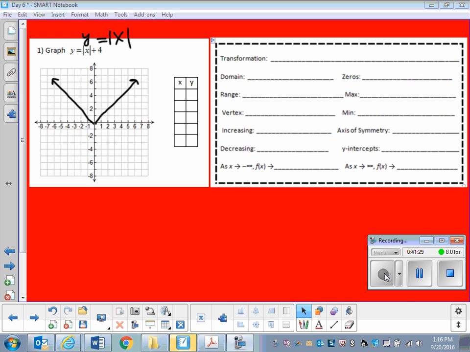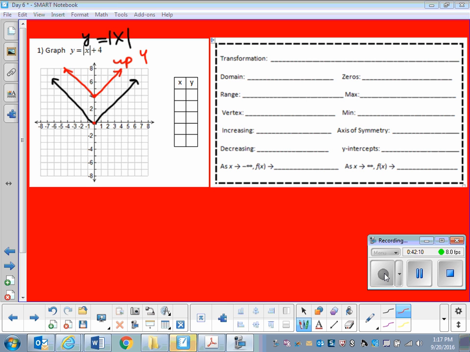So let's see. What are my transformations? What is the transformation? Up 4. Okay, so up 4, right? I'll start with my vertex. Where does it move? What is my new vertex? 1, 2, 3, 4. That's it. And I know that the slope didn't change. There is just one transformation. So I can either choose a few points and do this carefully, or be confident and just graph it like that, right? So that's my new function.